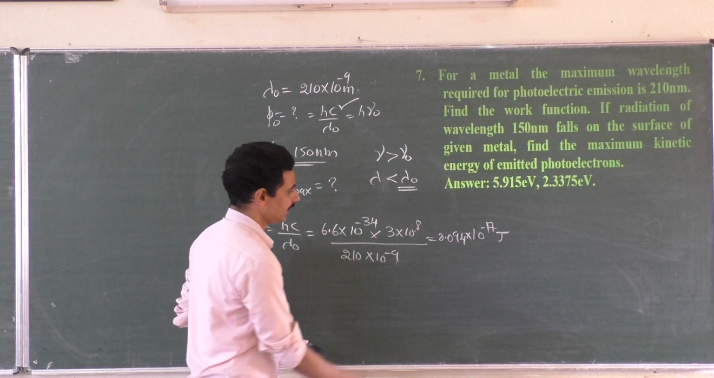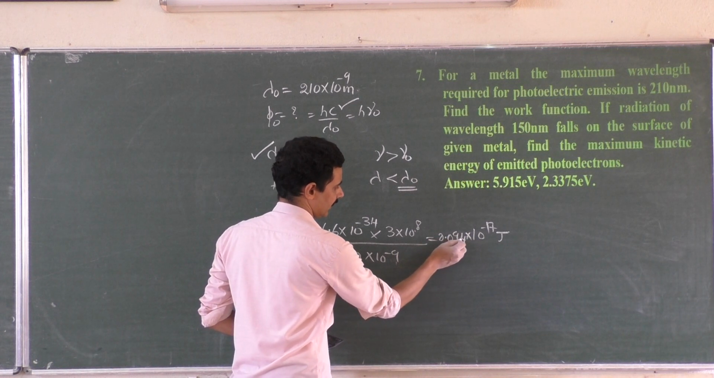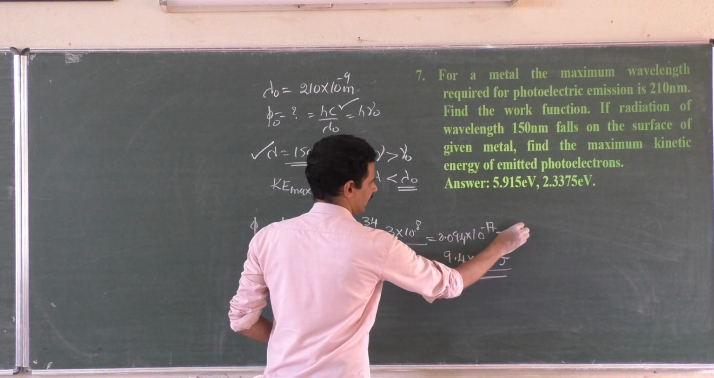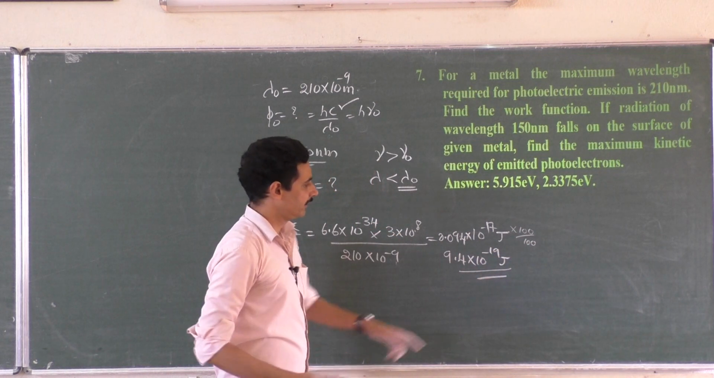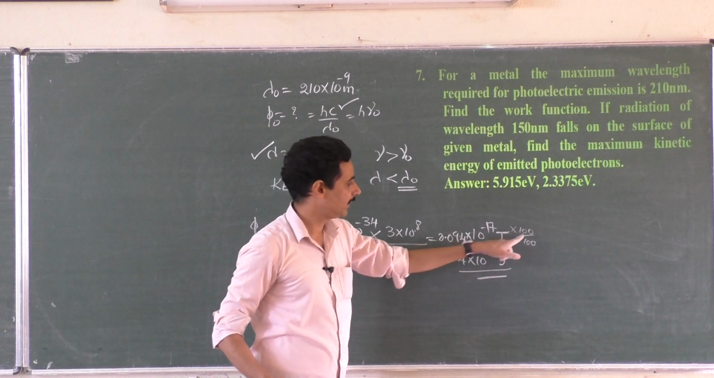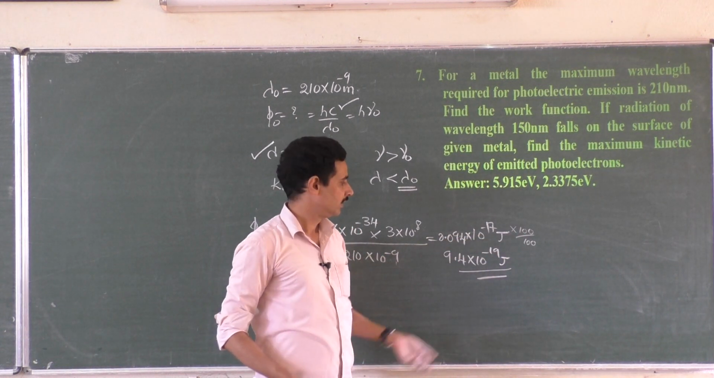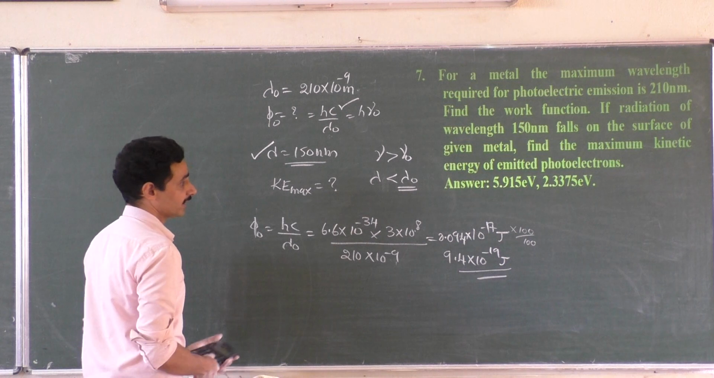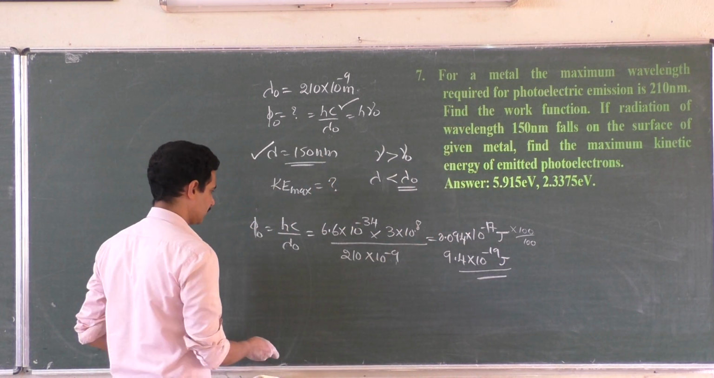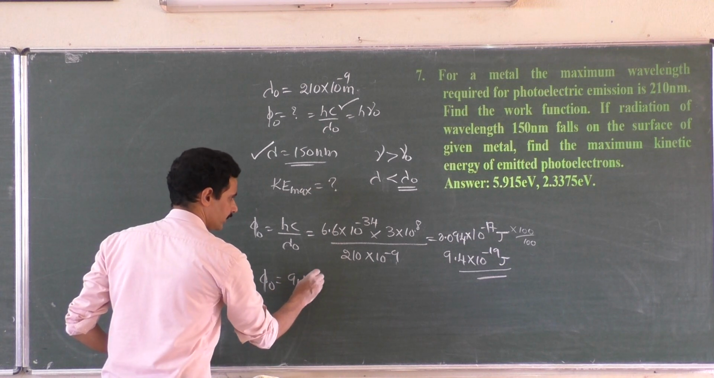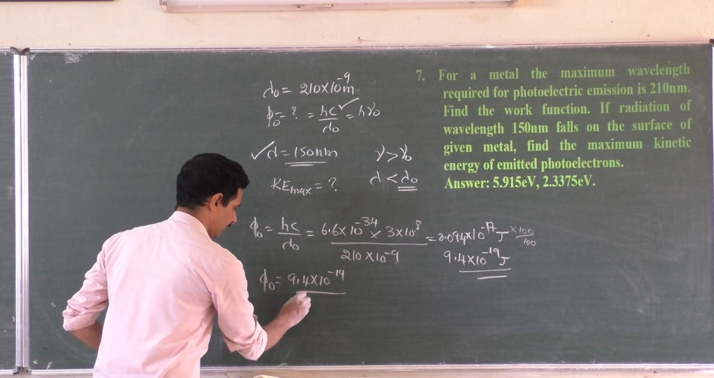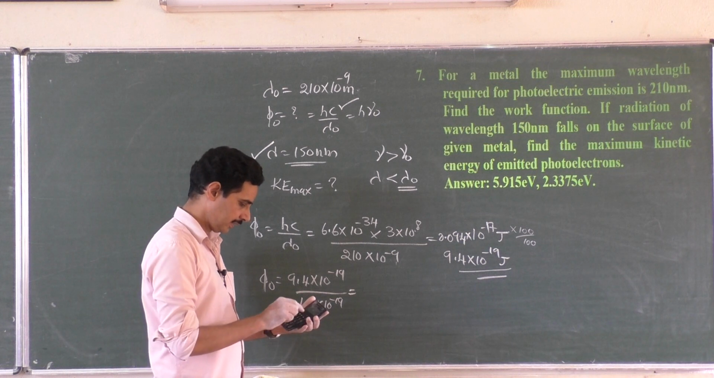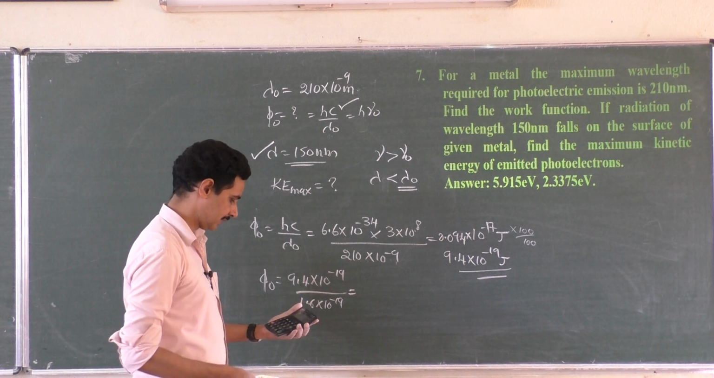Am I right? Now if I move the point two places, it is 9.4 into 10 to the power minus 19 joules. Multiply and divide by 100: dividing by 100 makes this 10 to the power minus 19, multiplying by 100 makes it 9.4. Now, what is it in electron volt? Everything is given in electron volt. So if you want the answer in electron volt, phi naught is equal to 9.4 into 10 to the power minus 19 divided by 1.6 into 10 to the power minus 19. That means 9.4 divided by 1.6.